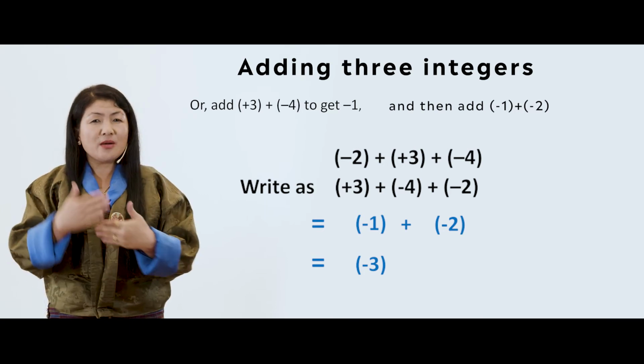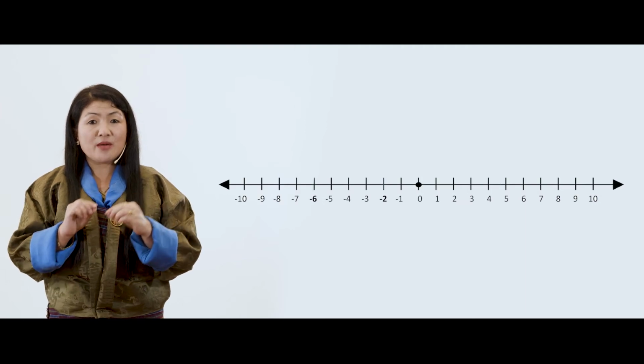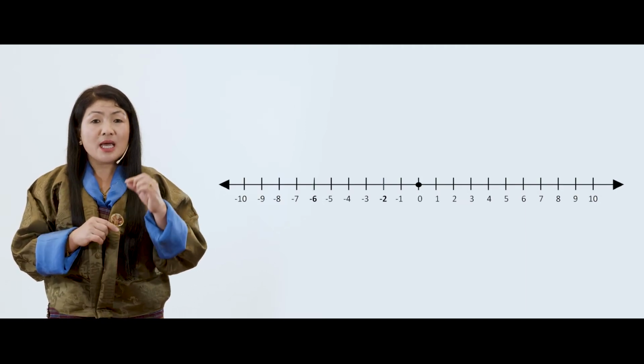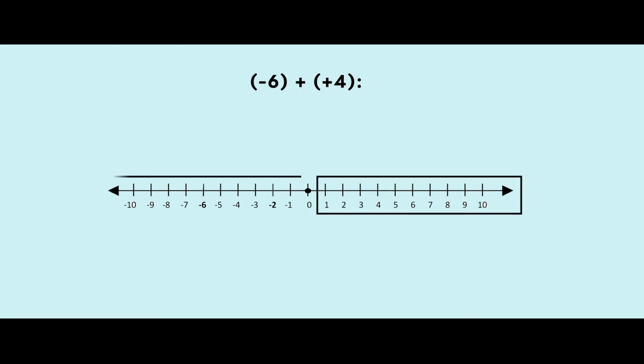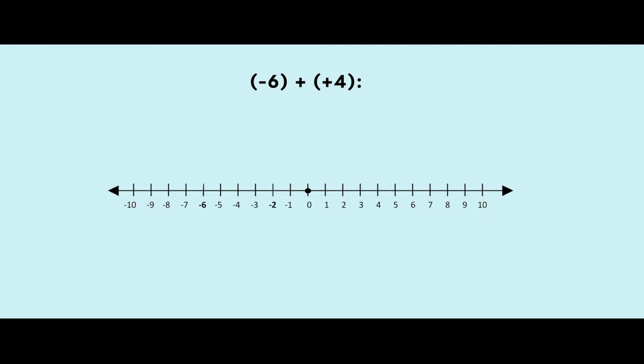We can also use a number line to add integers. So we will use a number line here, and we will add negative 6 plus positive 4. Here on the number line, you can see the 0 is in the middle, and to the right side of the 0 we have positive integers, and to the left side of the 0 we have negative integers. Whatever we do here, first we have to start from 0. So let's say our starting point is 0.